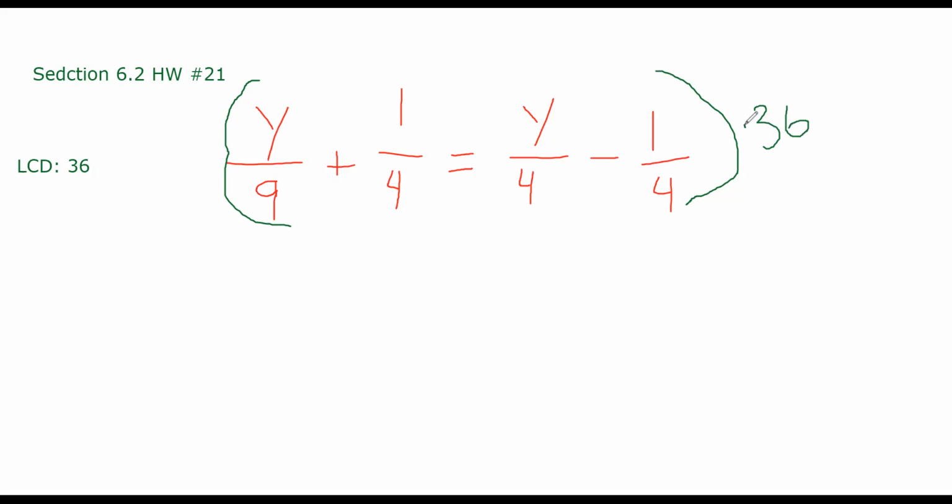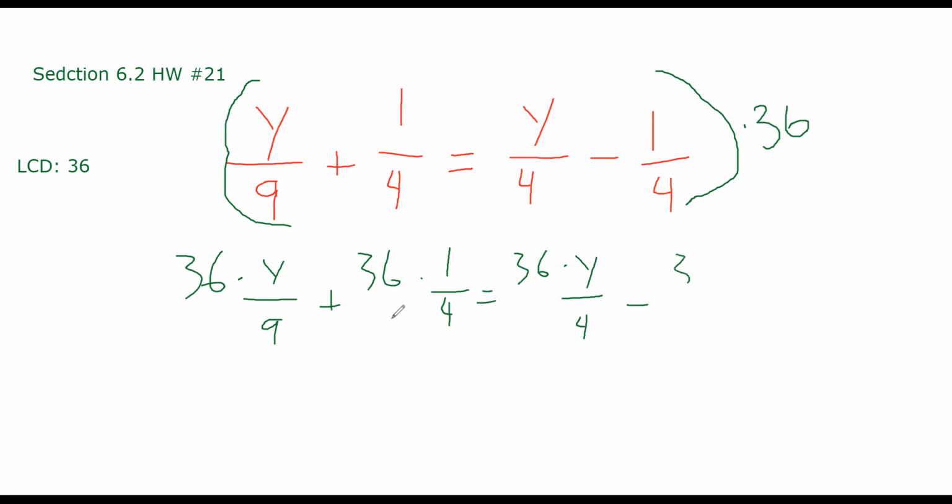Because I can do that. I can multiply both sides of an equation by any number I want. It's usually not smart to just say, let's multiply both sides by -21. There's no reason to usually do that, but if you have picked a smart value, which we have, then it is helpful. That means that 36 gets multiplied to y over 9, to 1/4, to y over 4, and to this 1/4.